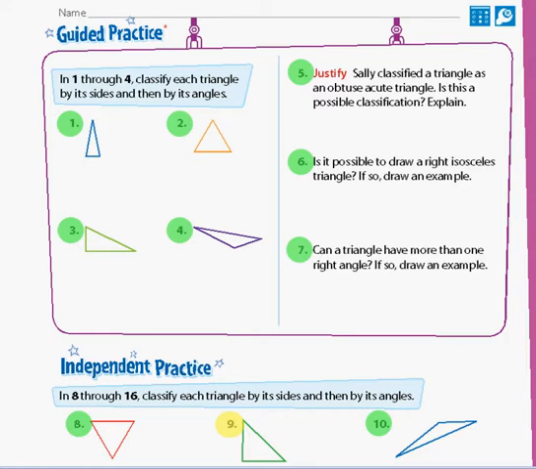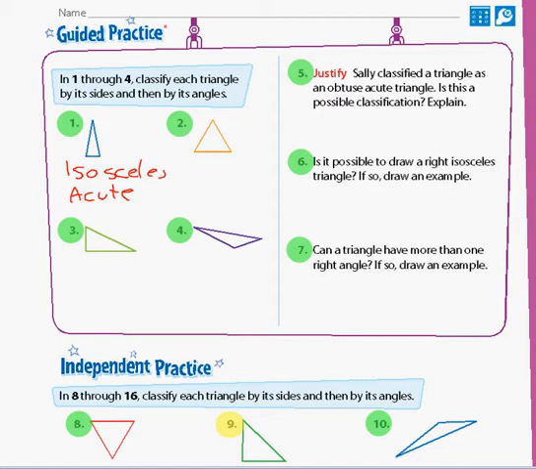Okay, I'm going to talk about triangles. In 1 through 4, classify each triangle by its side and then by its angle. So number 1 is an isosceles triangle, and it's also an acute triangle.